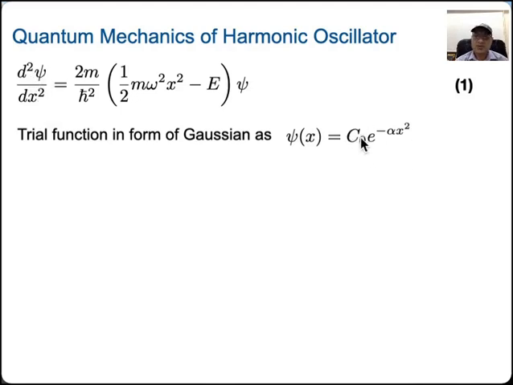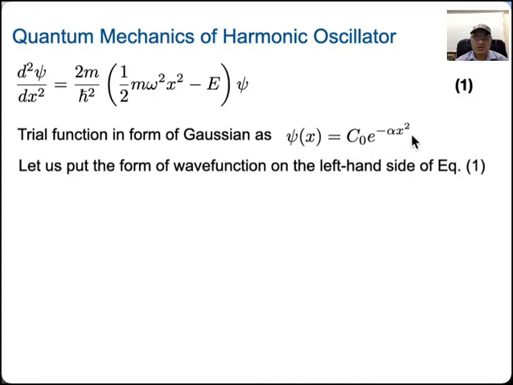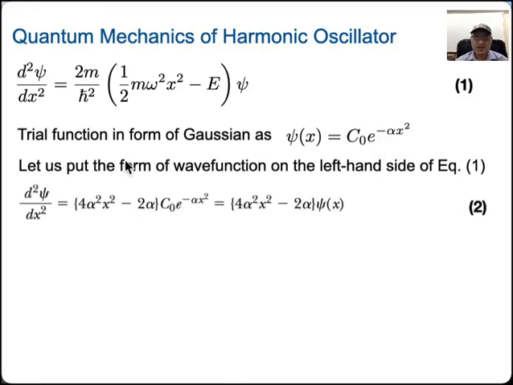When we perform the first derivative, what will we get? We will get C0 times minus alpha, times 2x, times e to the power minus alpha x square, and then we have to perform another derivative, and once you perform the derivative you are going to obtain the following form.